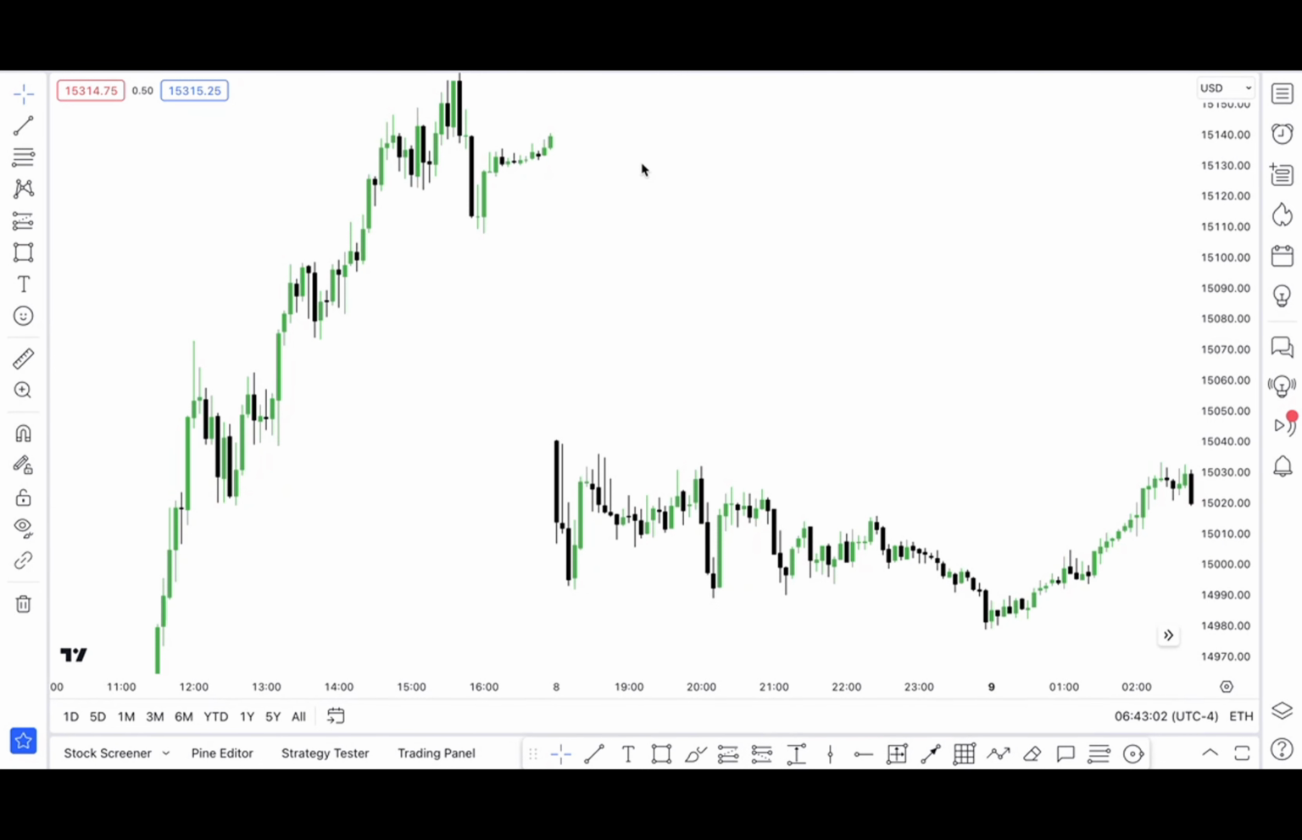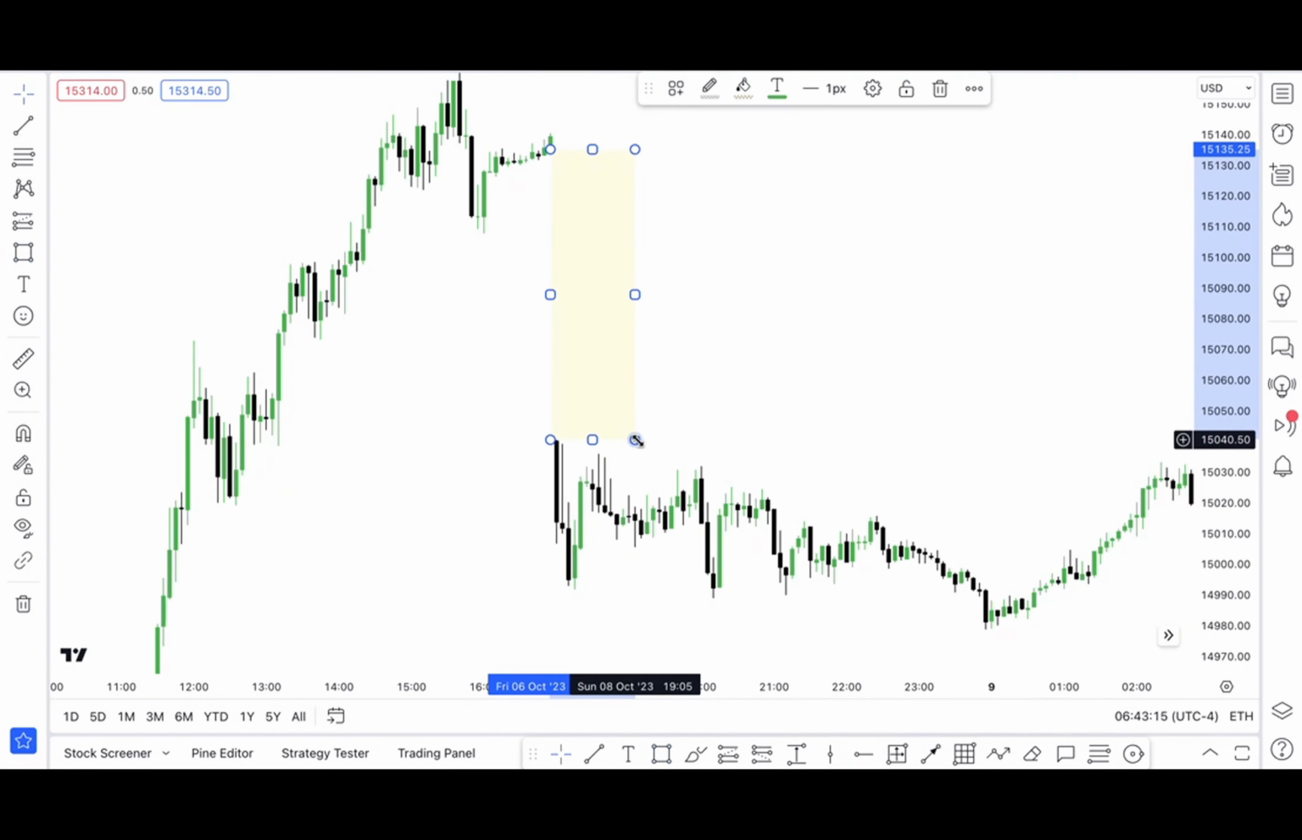The difference between a VI and a gap is quite obvious. With a VI, there is overlapping between the wicks, but not the bodies. But with a gap, there's absolutely no trading in between. Between the low of this candle and the high of this candle, there's nothing. It's just a gap.